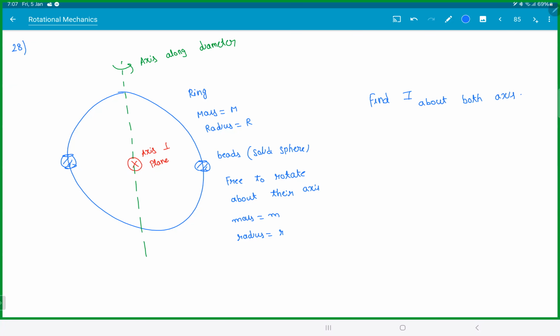So we got a ring here, and there are two beads, small beads on it, and the beads can rotate about themselves, meaning this bead can rotate about its own axis. So for this system, you have a ring of mass M and radius R, and we have beads of small m and small r. Two beads are there. The beads are free to rotate. If you rotate about this axis perpendicular to the plane, find the moment of inertia. If you rotate about this green line, find the moment of inertia. Two different questions.